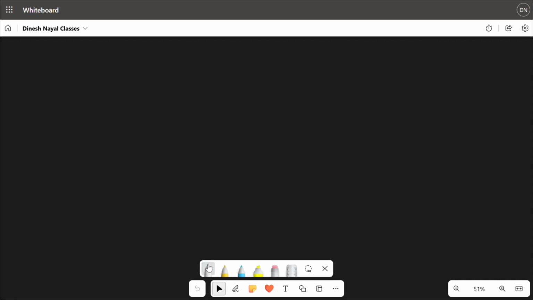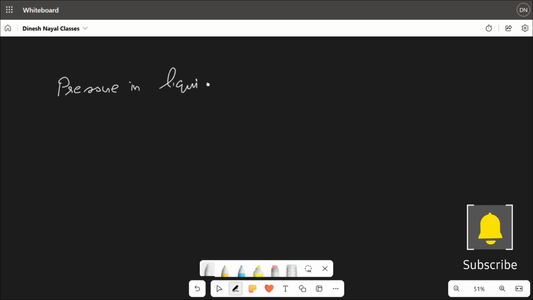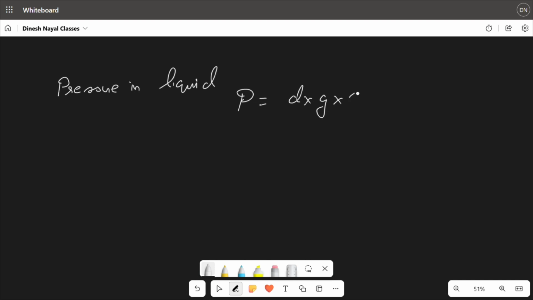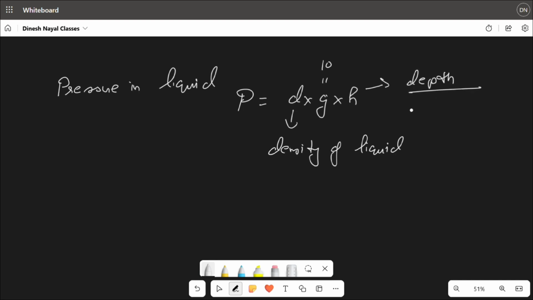Now let's open the whiteboard. First of all, we should know the formula for the pressure in a liquid. Pressure is D into G into H. Here D is the density of the liquid, whatever liquid we are taking. G is acceleration due to gravity, which is 10, and H represents the depth.